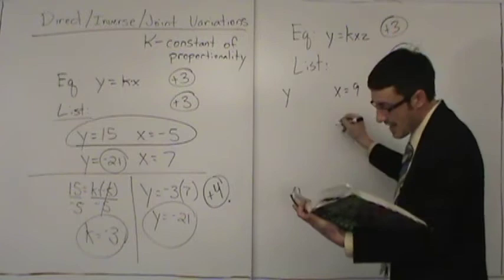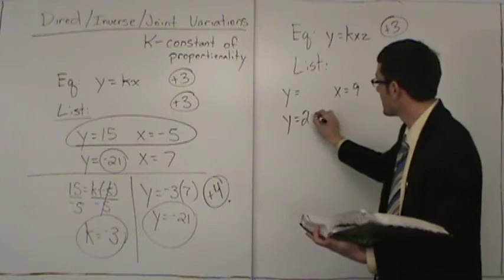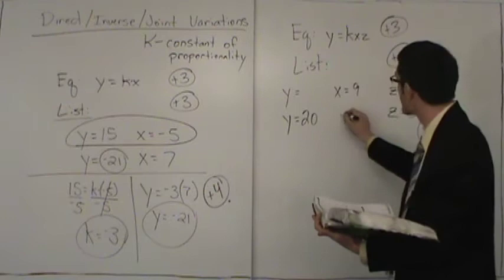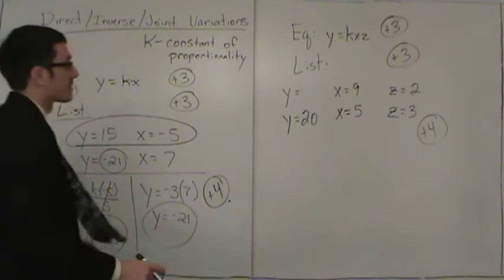Now read the information. It says if y is 20 when z is 3, notice they give it out of order. They give it out of order. So just line them up, when z is 3 and x is 5. Notice I've written the lists. I always think of this as two parts to the list.